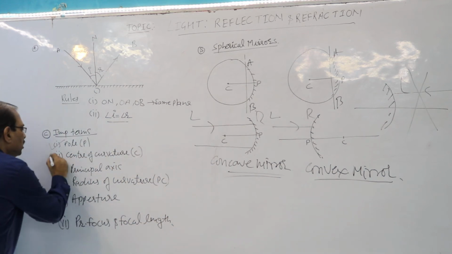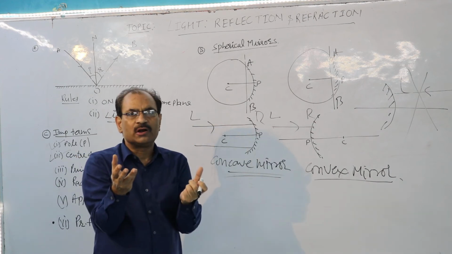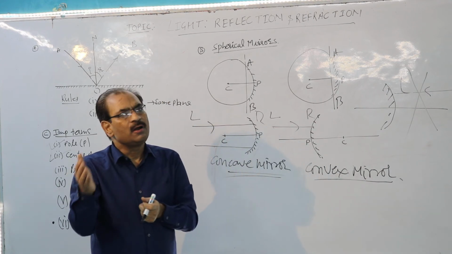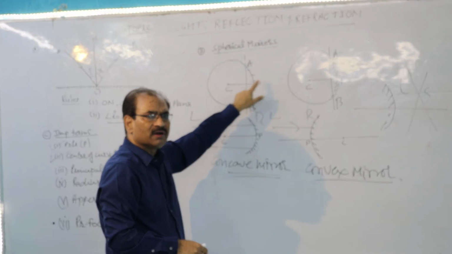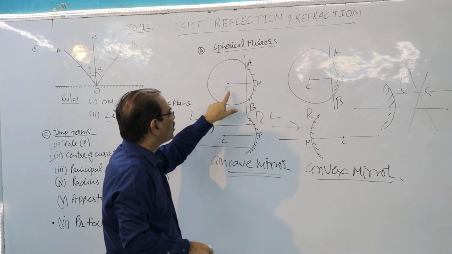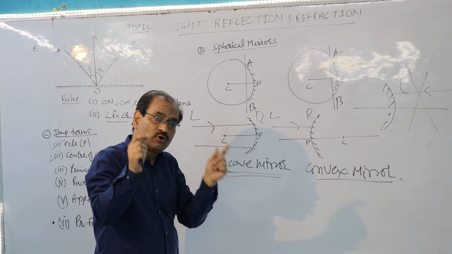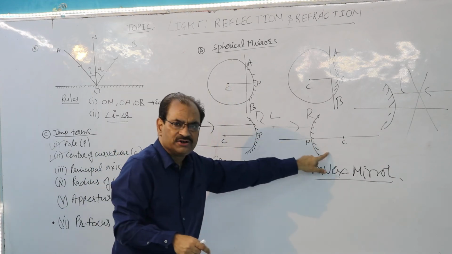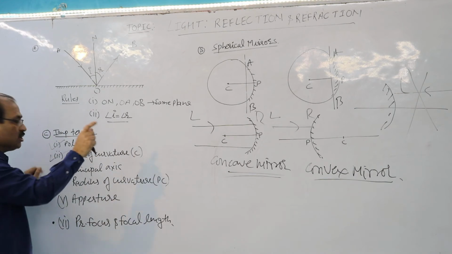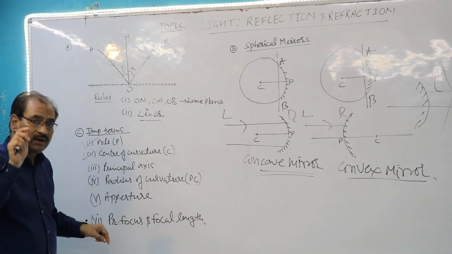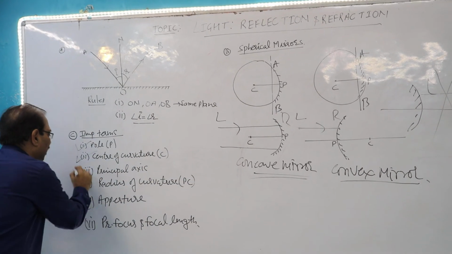Number 2, center of curvature. Children, this is important. Both the mirrors, whether concave or convex, are part of one sphere. See that in these diagrams. This is the concave mirror, this is the convex mirror. These two mirrors are part of a sphere. C is the point that represents the center of the sphere. I have made C here and C here. This is called the center of curvature. So C, the center of curvature, is defined as the center of that sphere of which the mirror is a part.